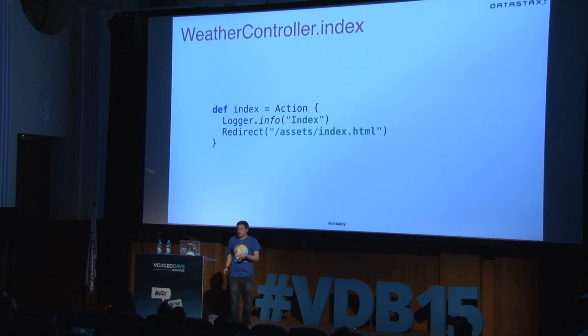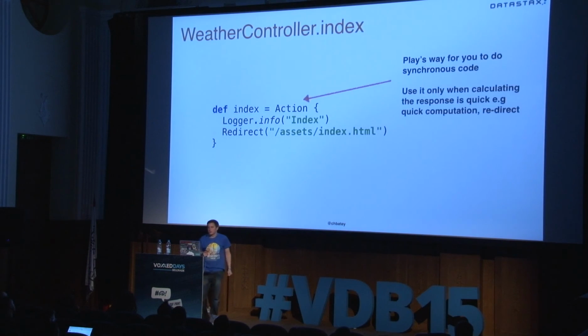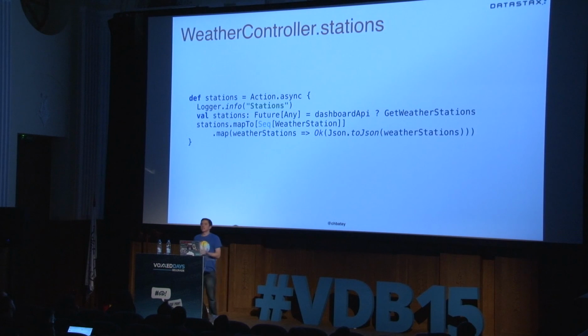You can do synchronous programming with Play, though it's not necessarily a good idea. They are completely non-blocking under the covers. If you're doing things which are just going to need CPU time, you just do something like this. You return an action, and it says, I'm going to redirect it to this page. This is very simple. What you're probably going to do more likely, though, is return something asynchronous.